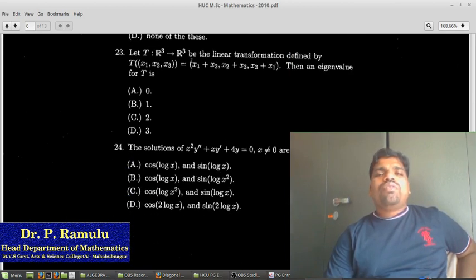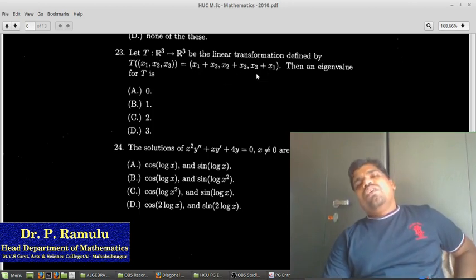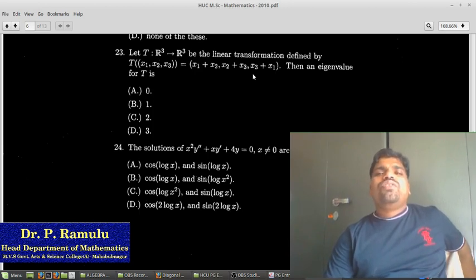Let T from R cube to R cube be a linear transformation defined by T of x1, x2, x3 equal to x1 plus x2, x2 plus x3, x3 plus x1. Then the eigenvalues of T are? You can write the matrix of T with respect to the basis beta. We can find the matrix, so that we will get 1 1 0, 0 1 1, 1 0 1. So that we will get the matrix. Finding the eigenvalues for that, we get the answer: option C.